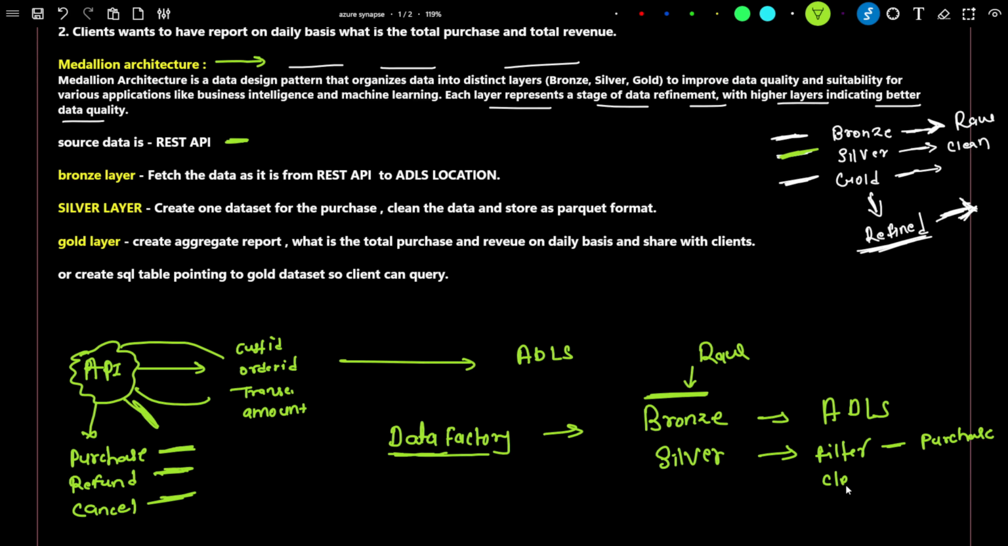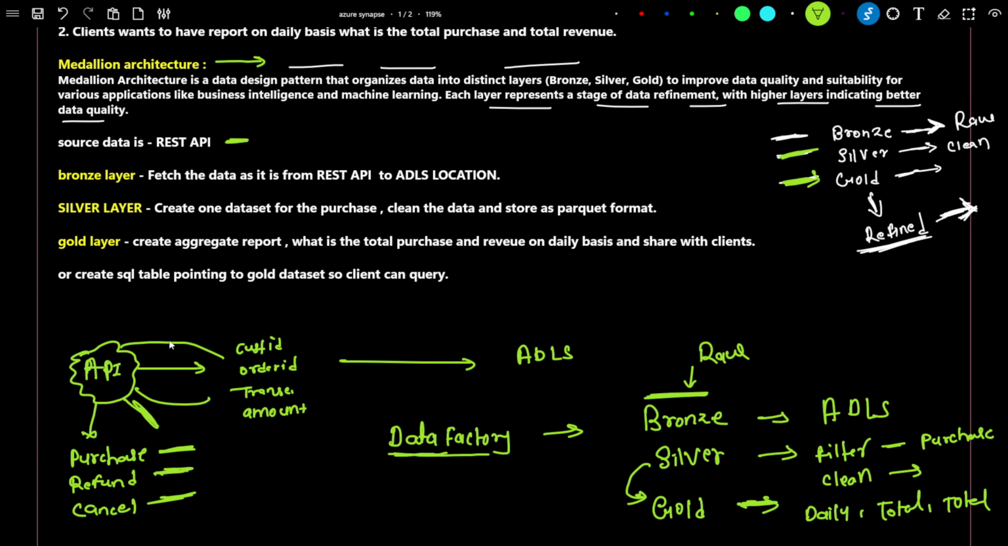We will try to clean the data. We'll drop the null values, meaning all kinds of cleaning we will perform in the silver layer. After that, once we store the data in the silver layer, finally we will create a gold layer, that is the final layer. In the gold layer, we'll create an aggregate report, meaning on a daily basis, what is the total revenue and what is the total purchase. This is the report we will create in the gold layer, and we will take a reference from the silver layer. So this is how we are going to follow.